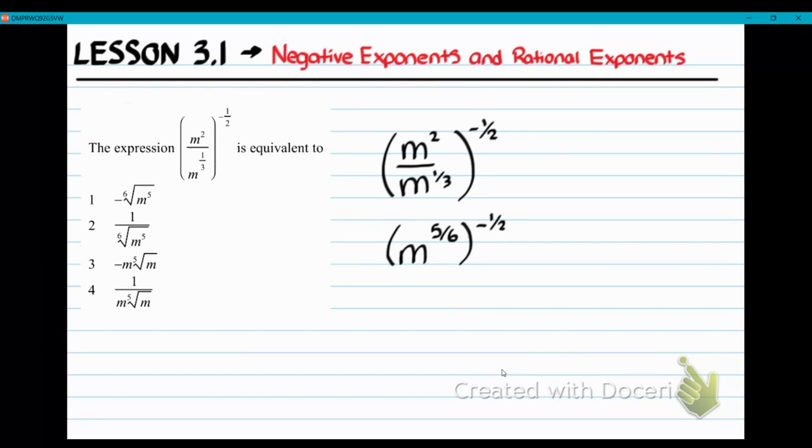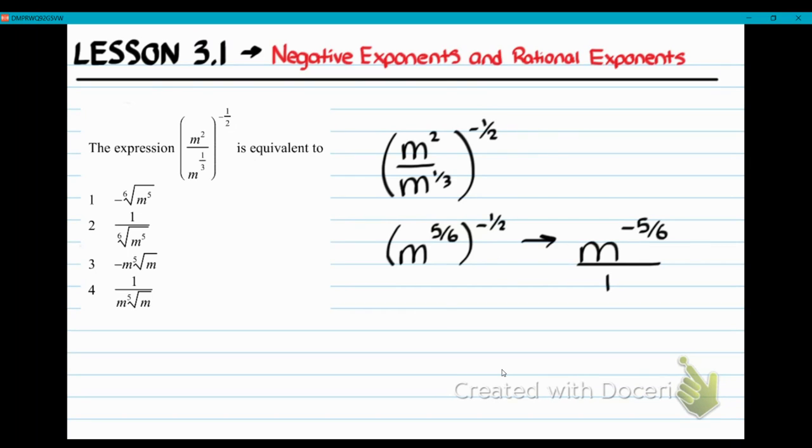When an exponent is raised to another exponent, you multiply. So 5 over 6 times negative 1/2 turns into m to the negative 5 over 6. So you can notice how that's not one of your answers because you have to change it to a positive. To change it to a positive, it's really over 1, and this whole thing would have to get flipped to the bottom. So now what you have to remember is that this m really has a coefficient of 1, which is going to stay in the numerator.